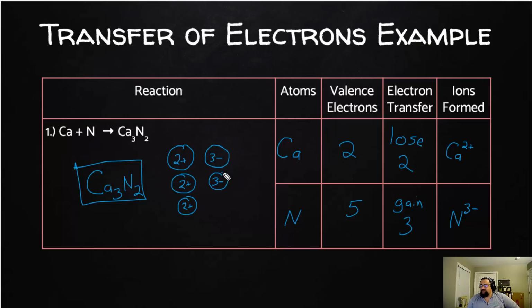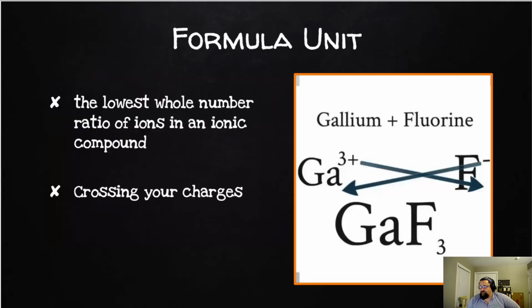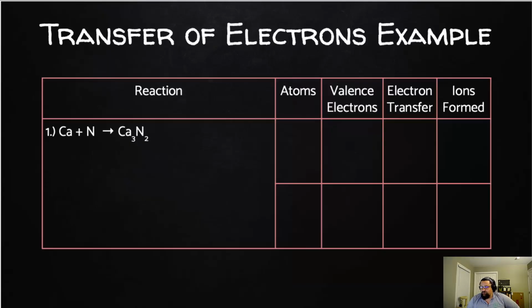But there's an easier way to do this, and that is the cross method. So what we can do is instead just cross the 2 charges. Right here we have gallium 3 plus and fluorine 1 minus. We can cross them. That 1 comes down to the gallium. We don't have to write it. And the 3 comes down to the fluorine, right? GaF3.